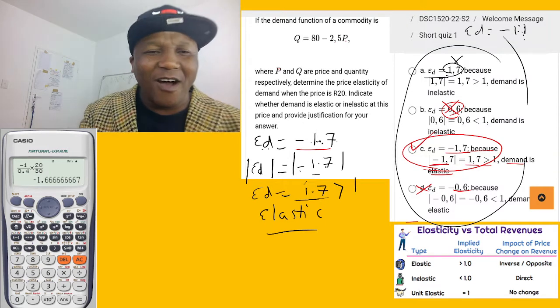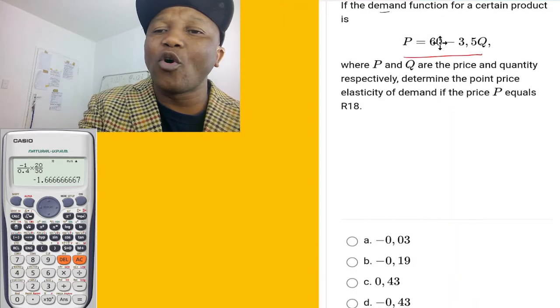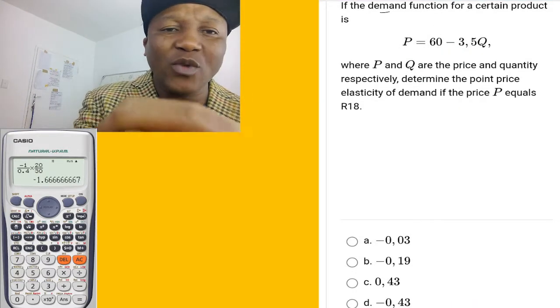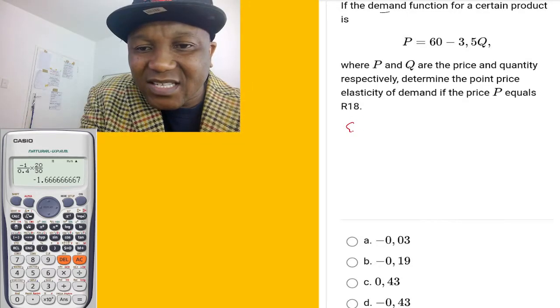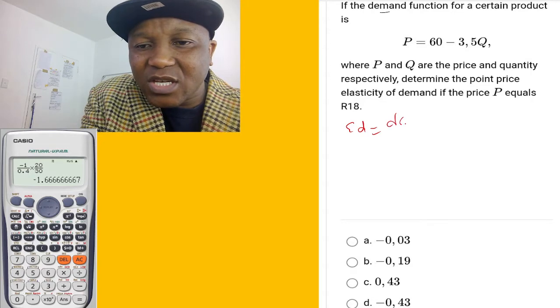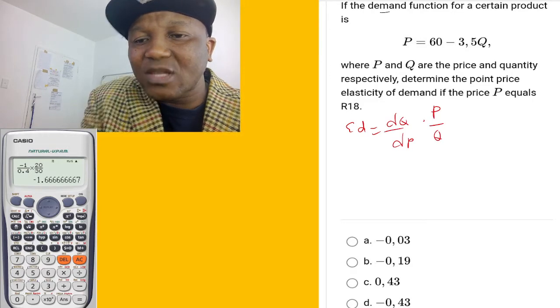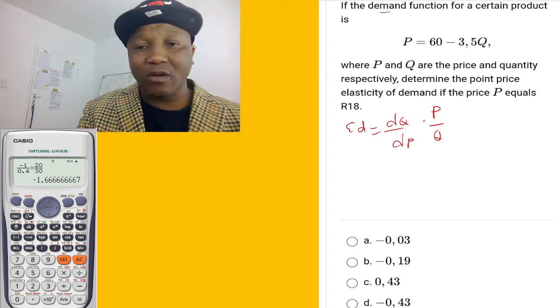All right, now let me solve this question using another method. Sorry, my pause. If you want to do it now, you can do the first method. I'm going to do it using the second method. So the second method is elasticity of demand equal to dq over dp times p over q. This is another method of solving it, but you can solve using the previous method if you want.